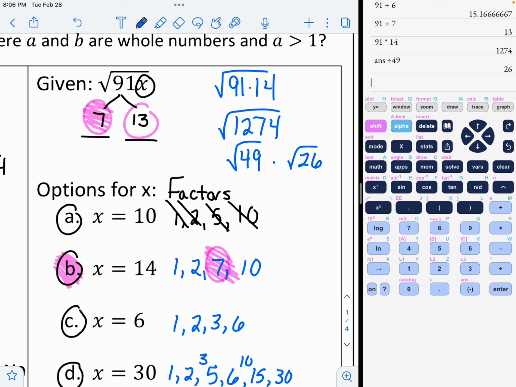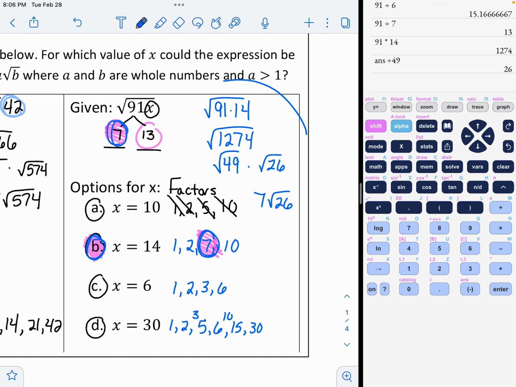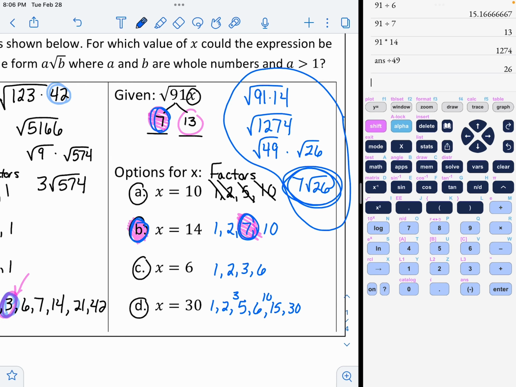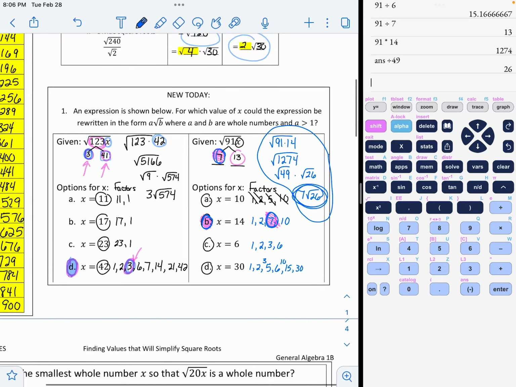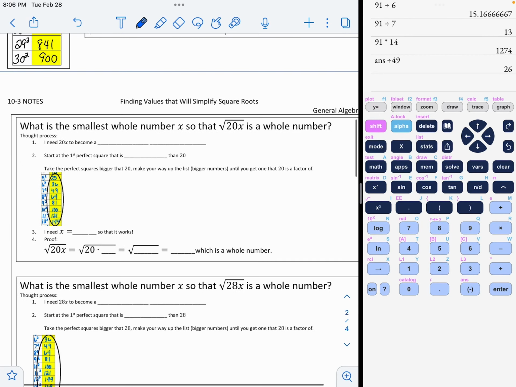So my final answer would be a 7 with a square root of 26. So option B is the answer, because only option B shares a common factor with 91. So only option B would allow us to reduce the way that I've been teaching you. If I asked you, what could X be? Make sure you try to find one that has a common factor. All right, now let's take a look at the next problem.